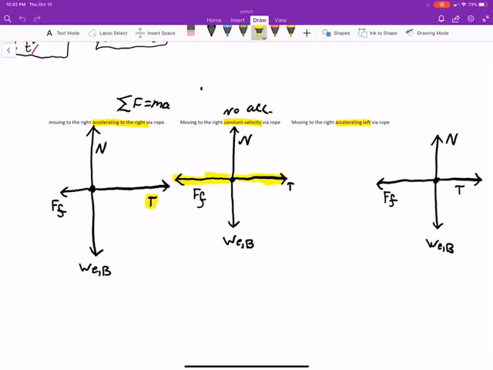So we're given these three cases: an object moving to the right and accelerating to the right, an object moving to the right with constant velocity, and an object moving to the right but accelerating left via a tension rope. And the question being, which force is going to be bigger than the other?